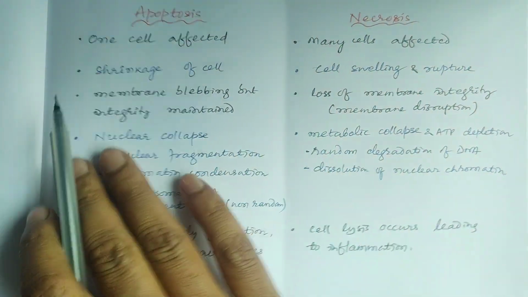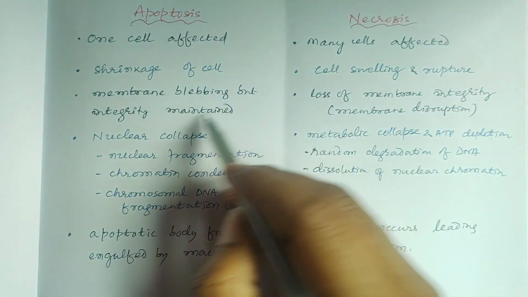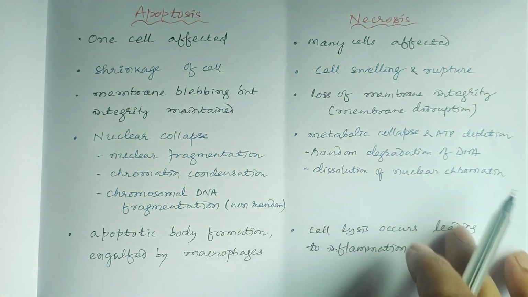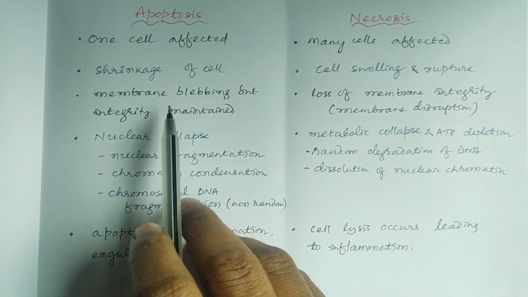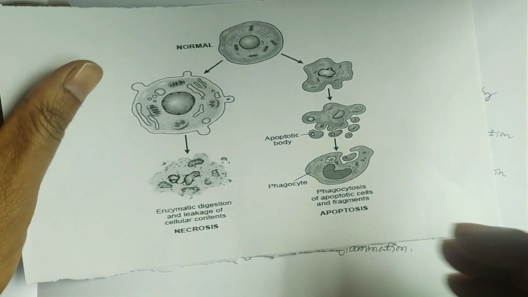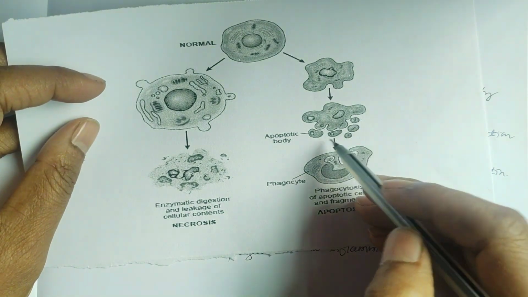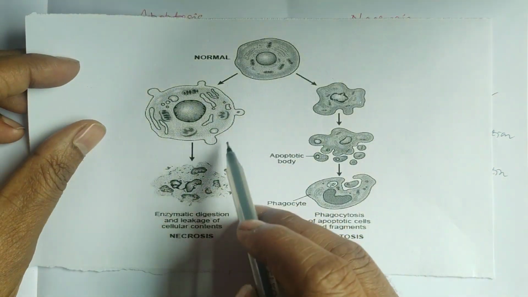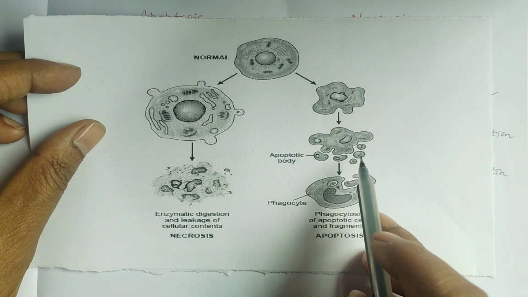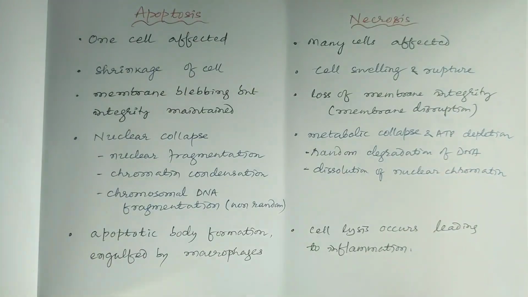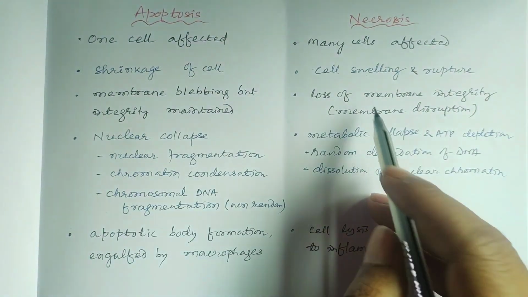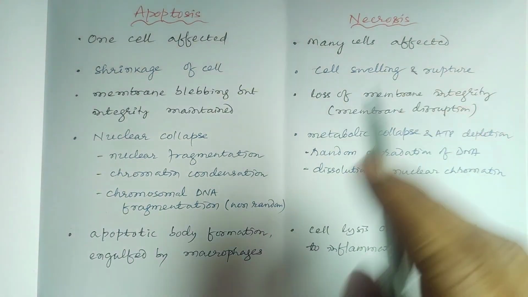In apoptosis, one cell is affected, whereas in necrosis, many cells are affected. In apoptosis, there is shrinkage of the cell. In necrosis, there is cell swelling and rupture. In apoptosis, there is membrane blebbing but integrity is maintained. You can see here membrane blebbing, and these are the blebs or apoptotic bodies. There is loss of membrane integrity in necrosis, and no loss of membrane integrity in apoptosis. So membrane blebbing but integrity maintained in apoptosis, loss of membrane integrity and membrane disruption in necrosis.